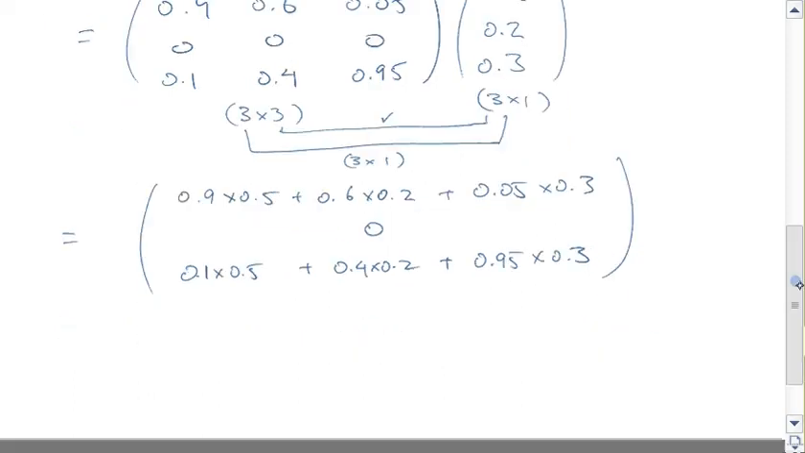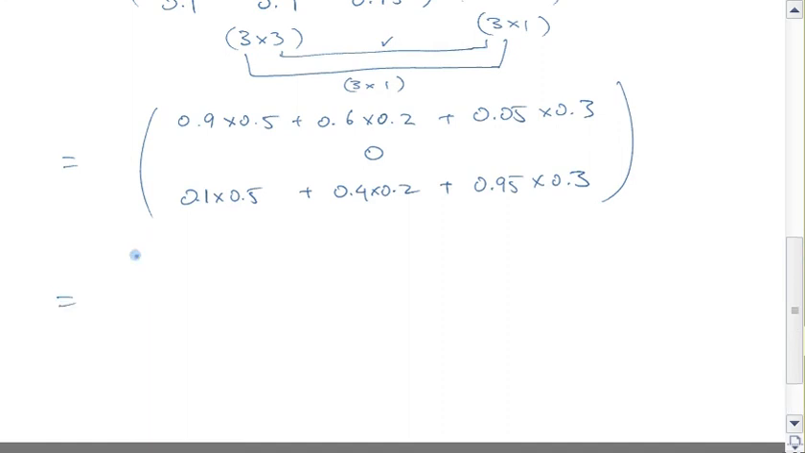Okay, so now we can simplify, and you might like to get out your calculator and do this, but I'm just going to do it in my head. So 0.9 times 0.5 is 0.45. 0.6 times 0.2 is 0.12. 0.05 times 0.3 is 0.015. 0 is 0. 0.1 times 0.5 is 0.05. 0.4 times 0.2 is 0.08. 0.95 times 0.3 is 0.285.